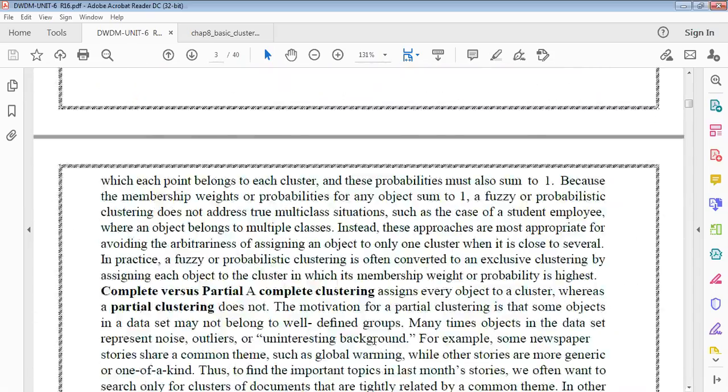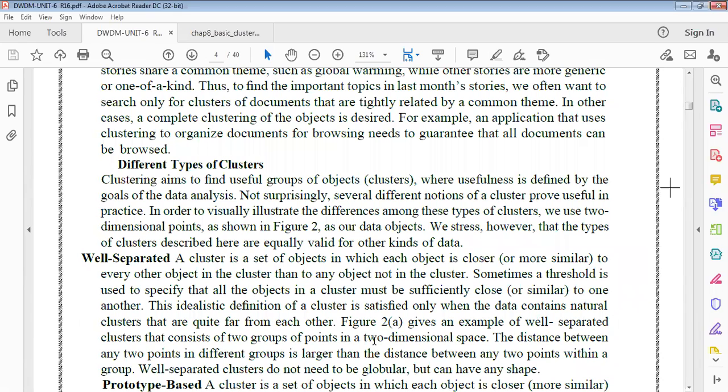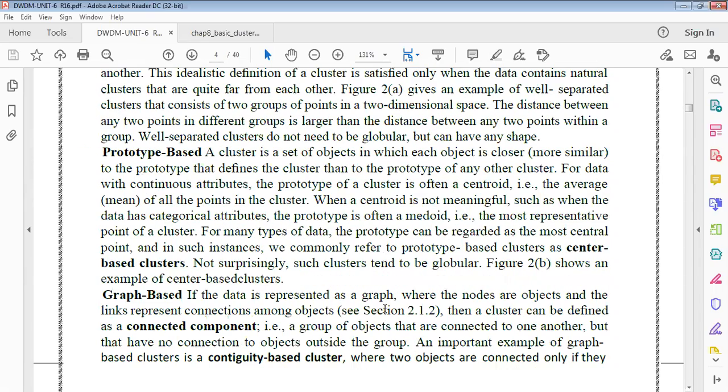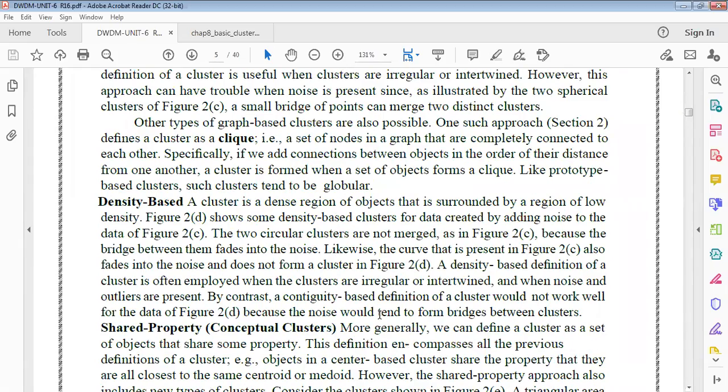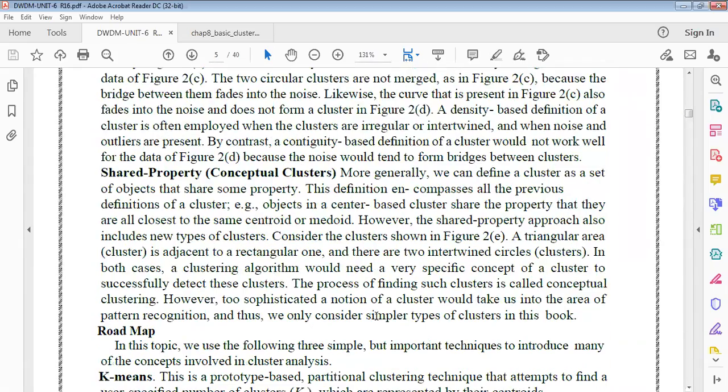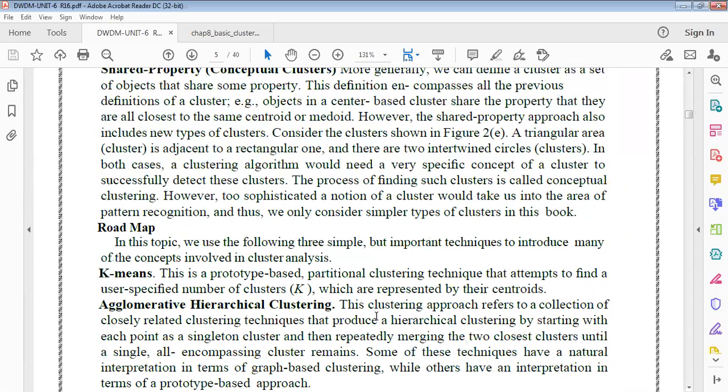The next one is the different types of clusters you have to use. Those clusters are well separated clusters, prototype based clusters, center based clusters, graph based clusters, contiguity based clusters, density based clusters, and shared property clusters. These are the different types of clusters you use in cluster analysis.